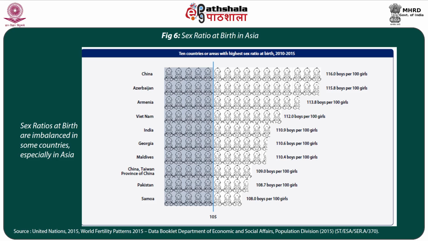Pakistan has 108.7 boys per 100 girls. China, Taiwan, province of China recorded 109 boys per 100 girls. Maldives recorded 110.4 boys per 100 girls. It varies like that. China itself recorded 116 boys per 100 girls.